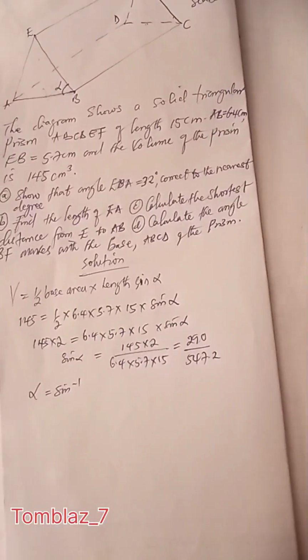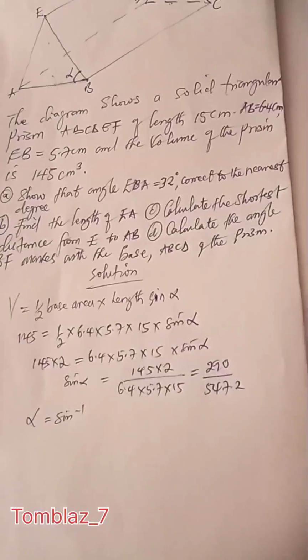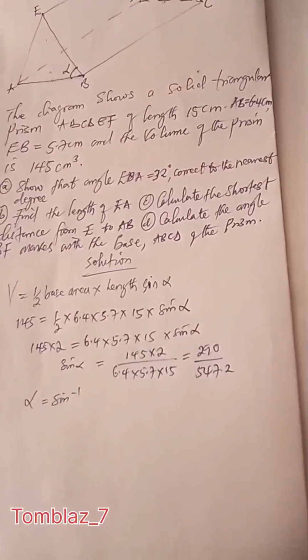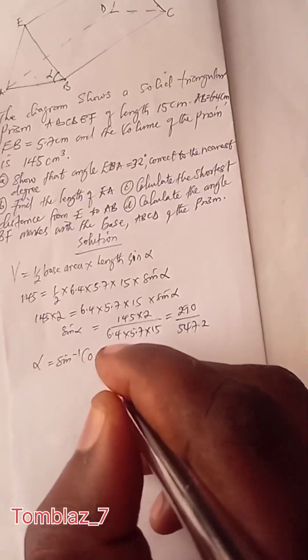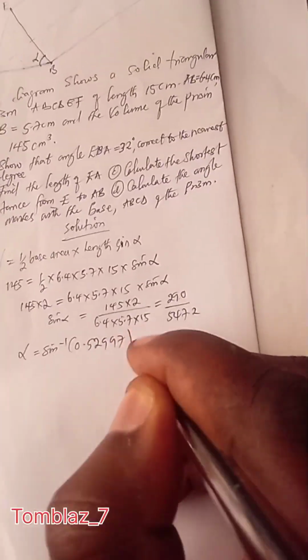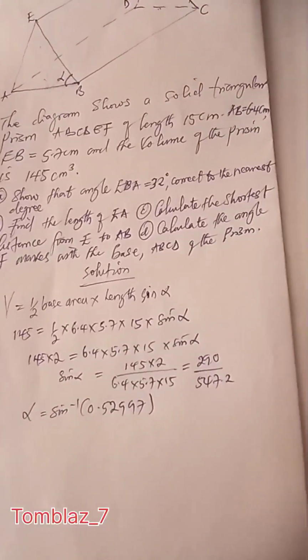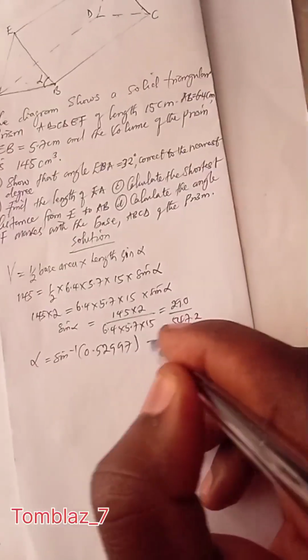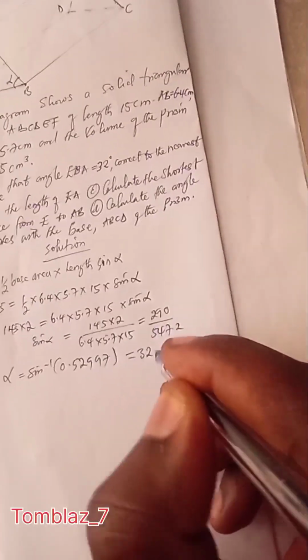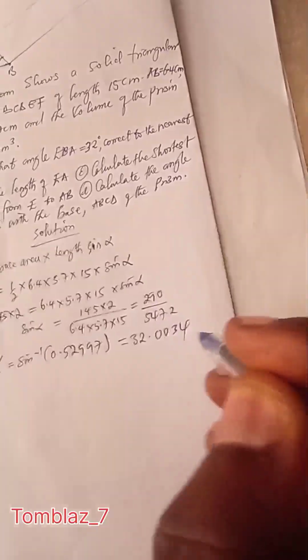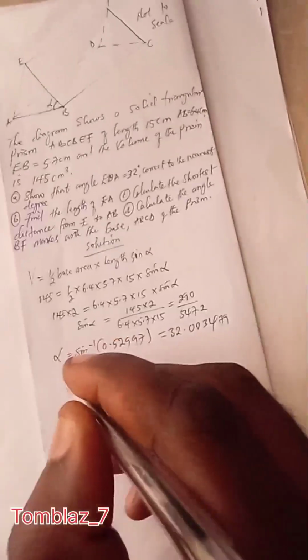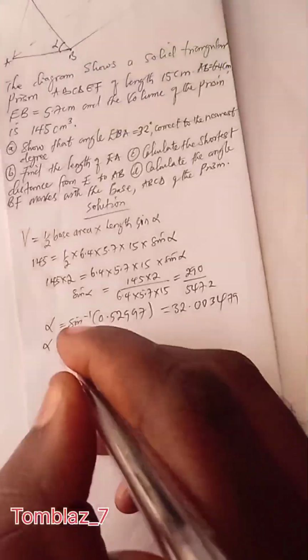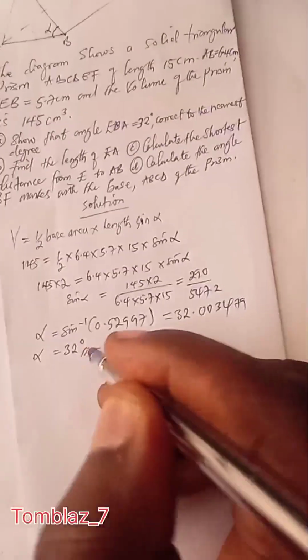So let's divide 290 by 547.2. We're going to have 0.52997. So let's take the sine inverse of that value. This is going to give us 32.003479. They say to the nearest degree, so we're going to have 32 degrees.